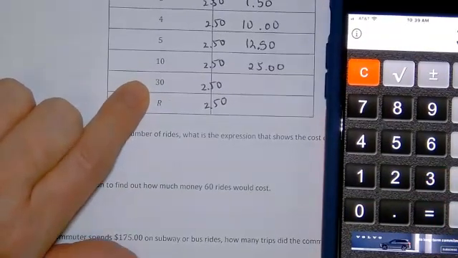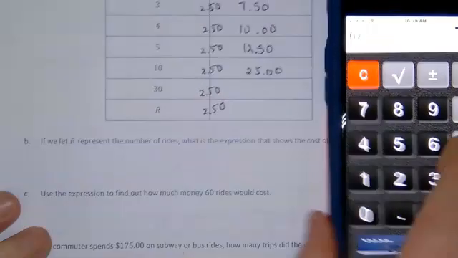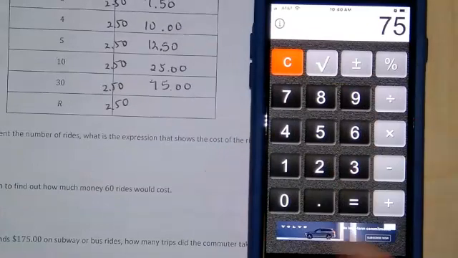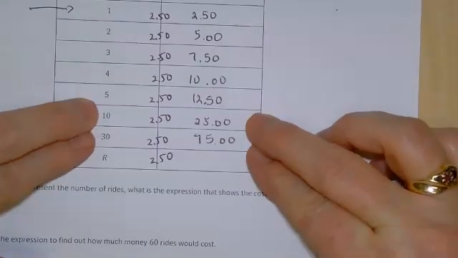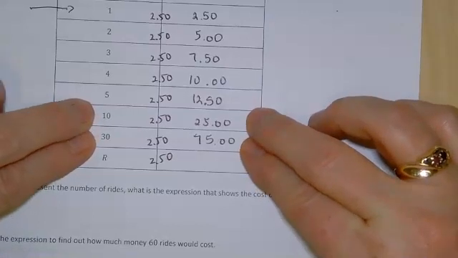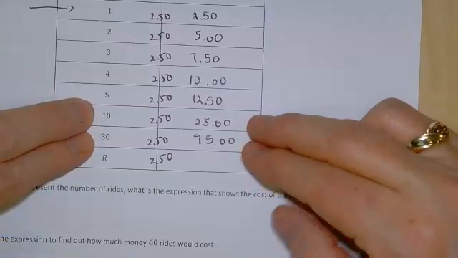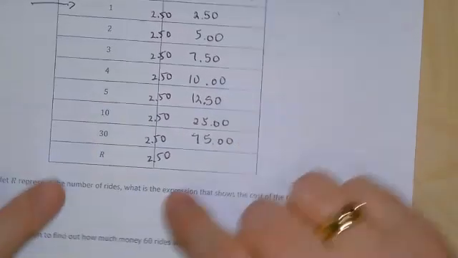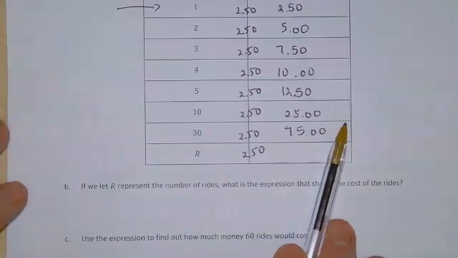30 times $2.50. So watch this. Let me show you something. When you go from 10 to 30, that's times by 3, right? 75 cents times by 3. Okay, so every time we go this direction, we times by 2.50.